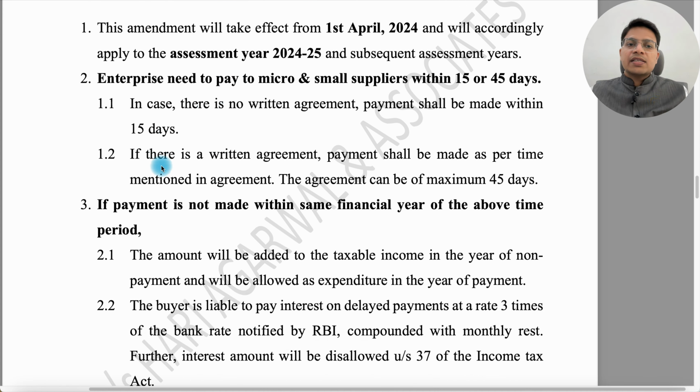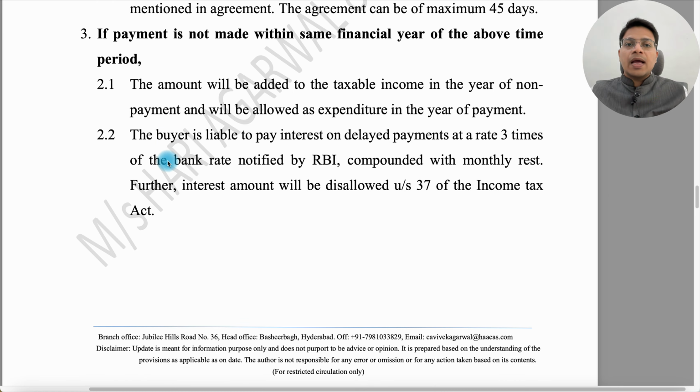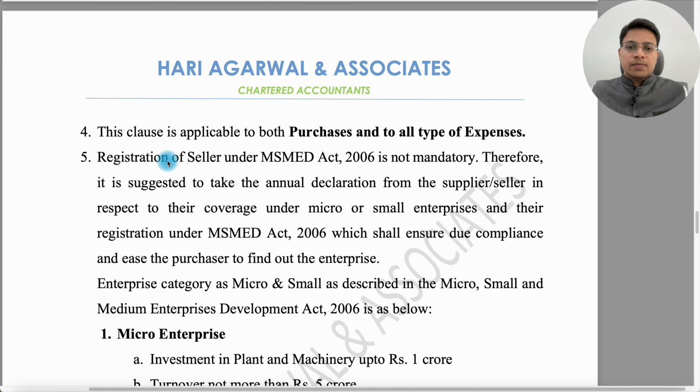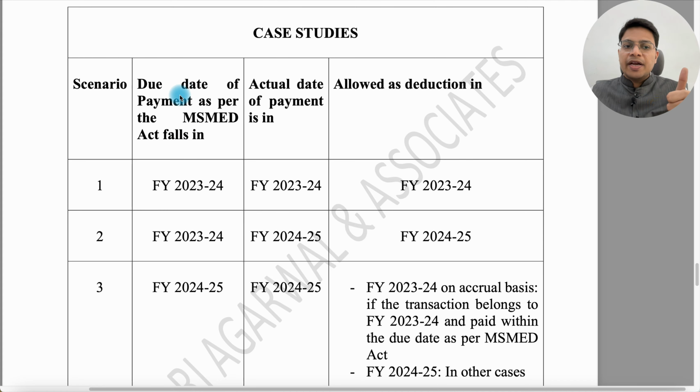So second point, we discussed about how to calculate the due date as per the MSMED Act. Third point, we discussed about what happens if you are not making the payment to the suppliers within the due date, and the case studies we discussed initially. So the due date as per the MSMED Act falls in 23-24. Actual date of payment is also in 23-24. Then it is allowed as deduction in 23-24 itself, no change. The due date as per the MSMED Act falls in 23-24. Your actual date of payment is in 24-25. Then for 23-24 it will be disallowed and it will be allowed in 24-25. This is a simple understanding.